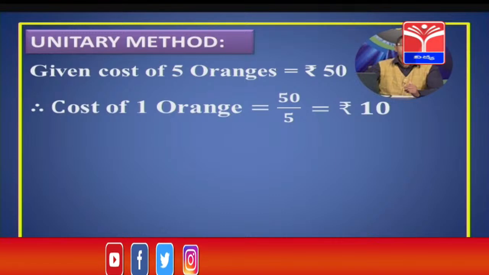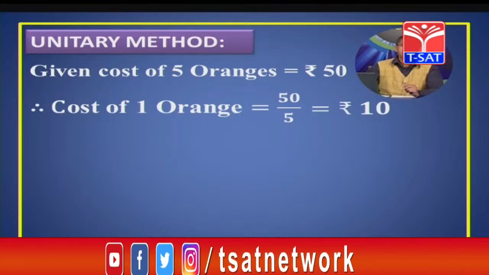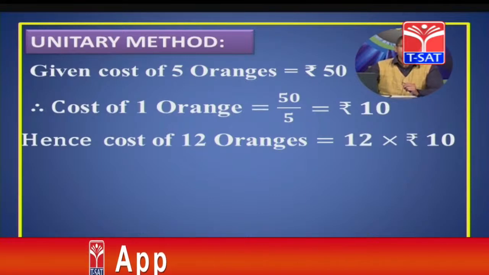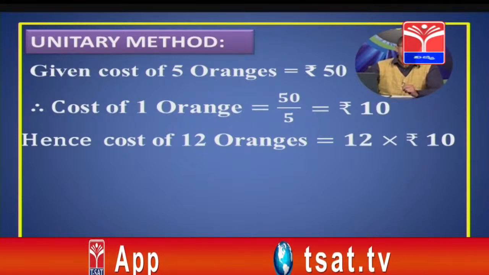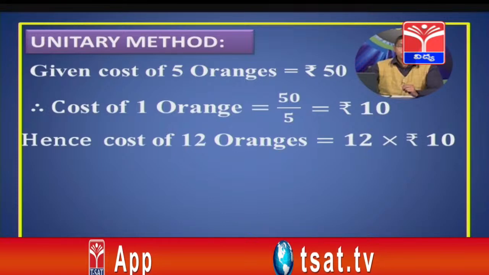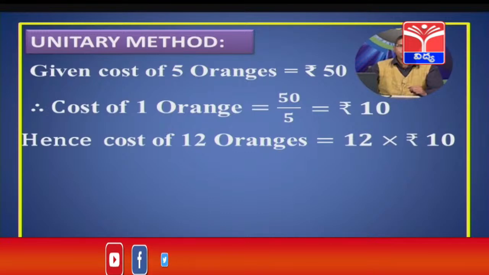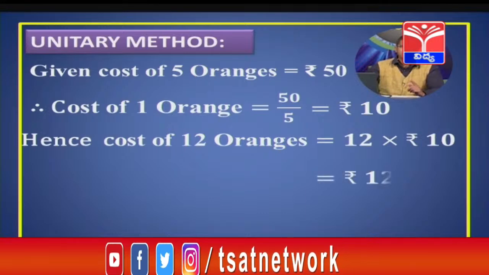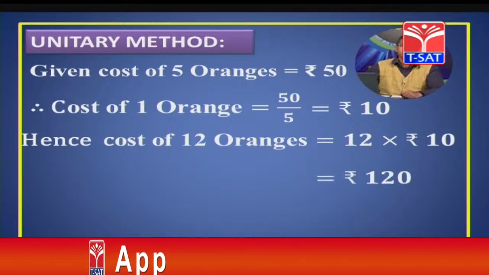Yes, we get 10 rupees. That means the cost of 1 orange is 10 rupees. Now, since the cost of 1 orange is 10 rupees, what will be the cost of 12 oranges? Yes, it is again 12 into 10 rupees, that is, cost into the number of oranges. Here the number of oranges is 12 and the cost per orange is 10. So, 12 into 10 rupees, which is 120 rupees.